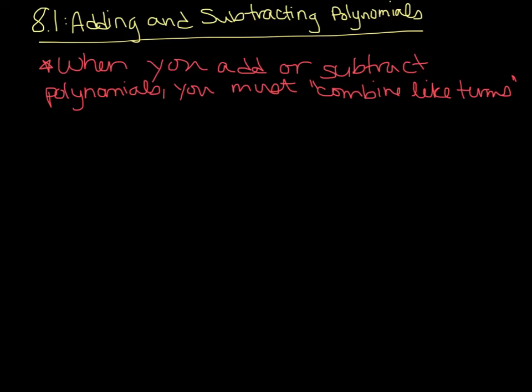Today we'll be talking about adding and subtracting polynomials. The first thing to remember is that when you add or subtract polynomials, the way that you do it is by doing what we call combining like terms. So you must combine like terms. Like terms, you might have heard this before. The key thing to know is that two things are like terms if they have the same variable.